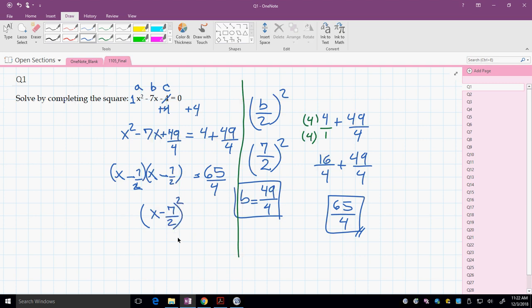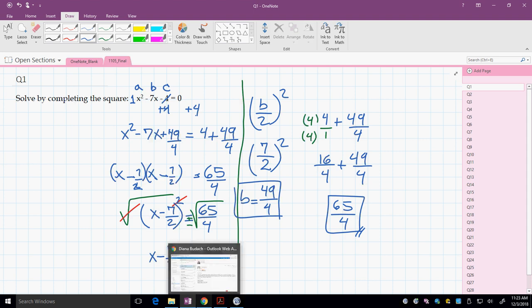So we're going to say that we have 2 parentheses that are the same, and this is equal to 65 over 4. Next step is going to be a square root, both sides. So we always have the plus and the minus. What is going to happen is the 2 is going to cancel with the square root, and we have now x minus 7 over 2 equals plus minus the square root of 65. The square root of 4 is 2. We can clean it up there a little bit.